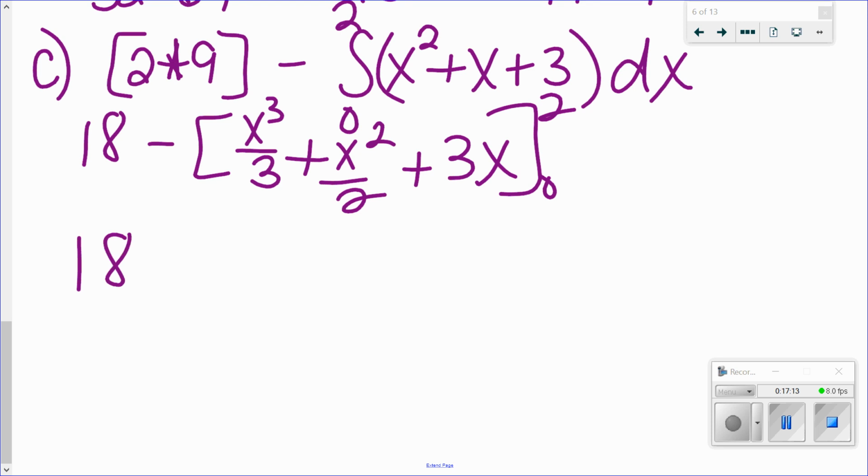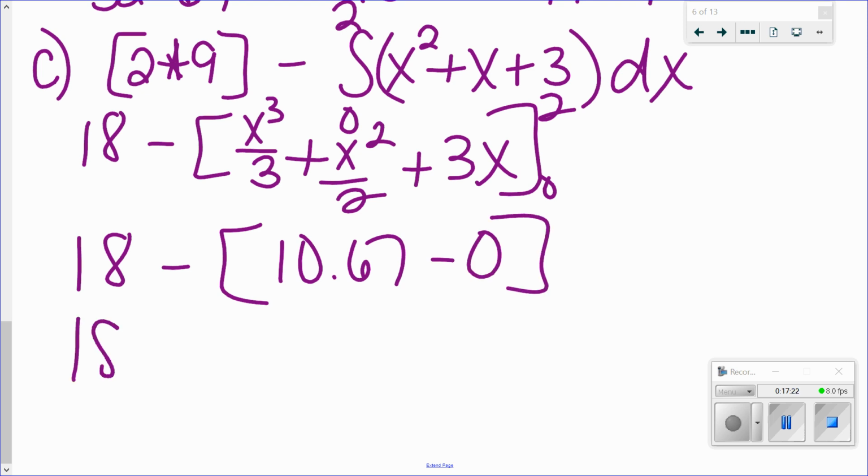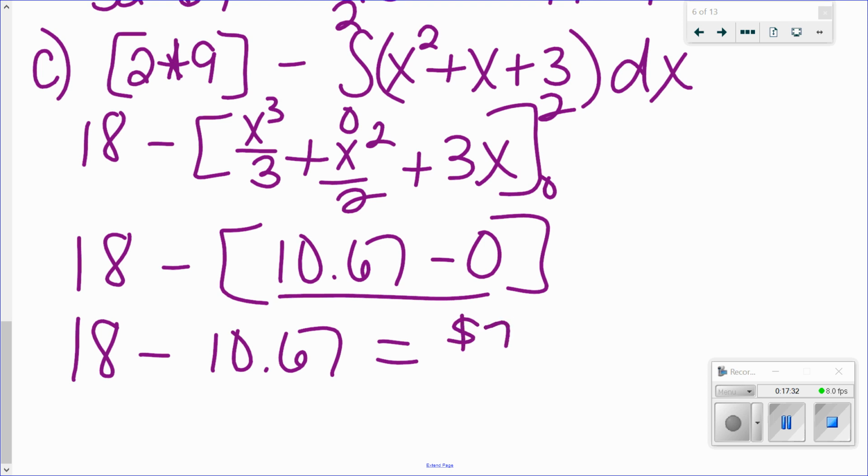We have 18 minus, now evaluated at 2, that is 10.67. Evaluated at 0, it is 0. So I have 18 minus, let's go ahead and get what's in the parentheses here. So 10.67, which means I should have $7.33 as my producer surplus.